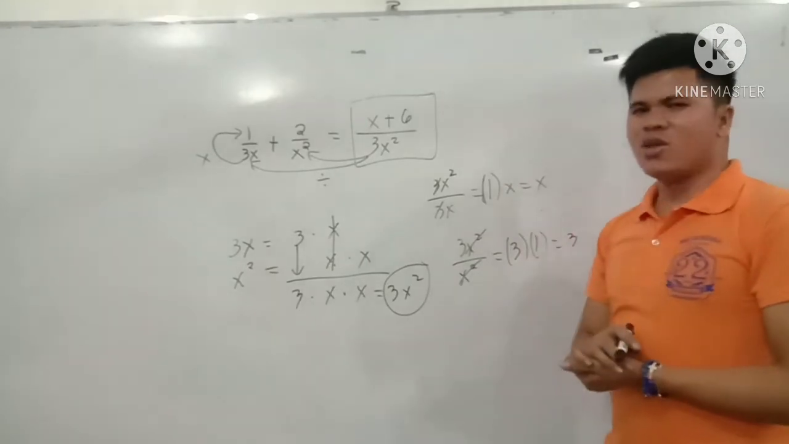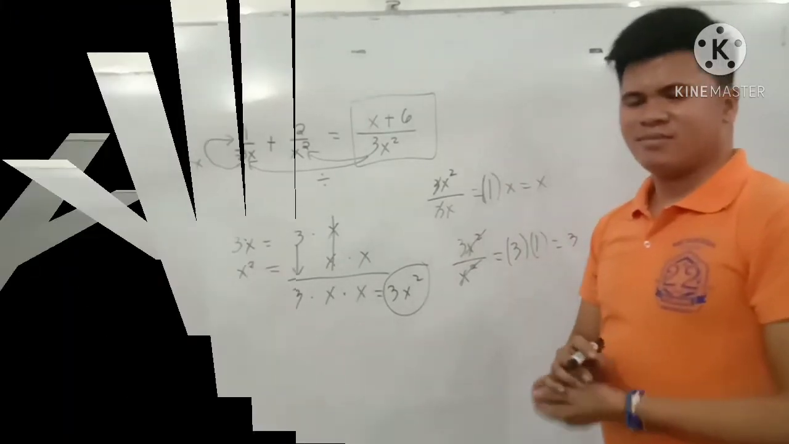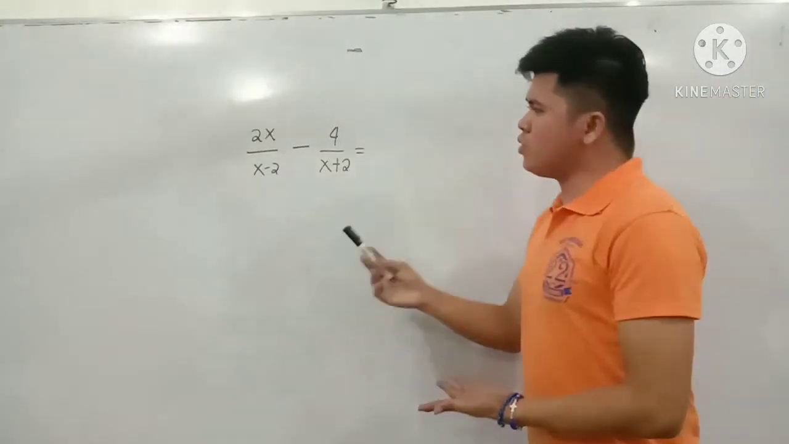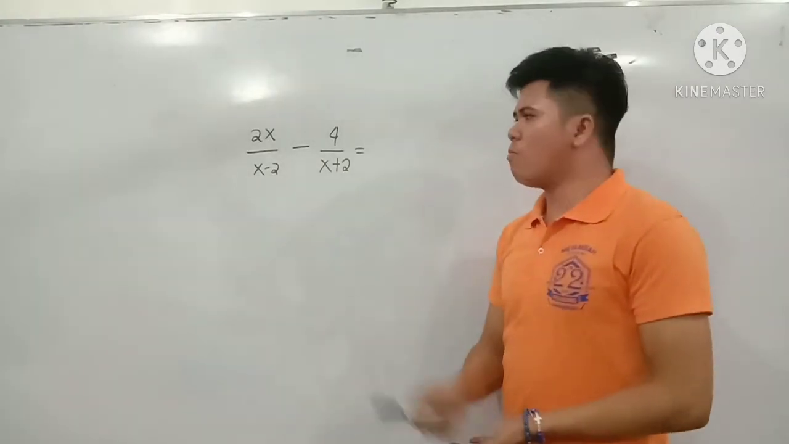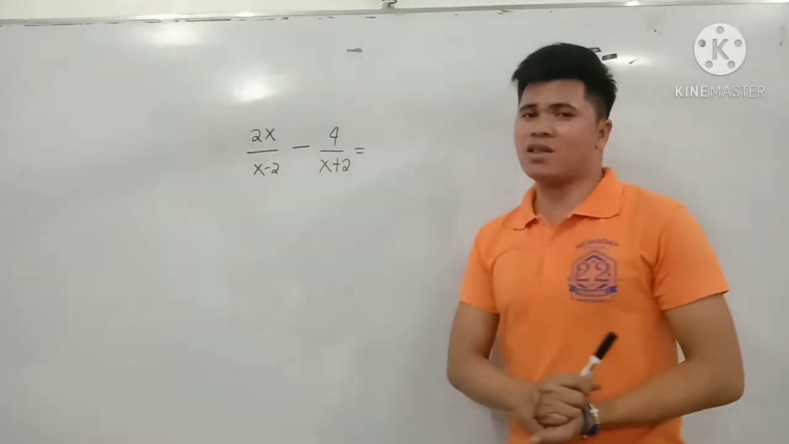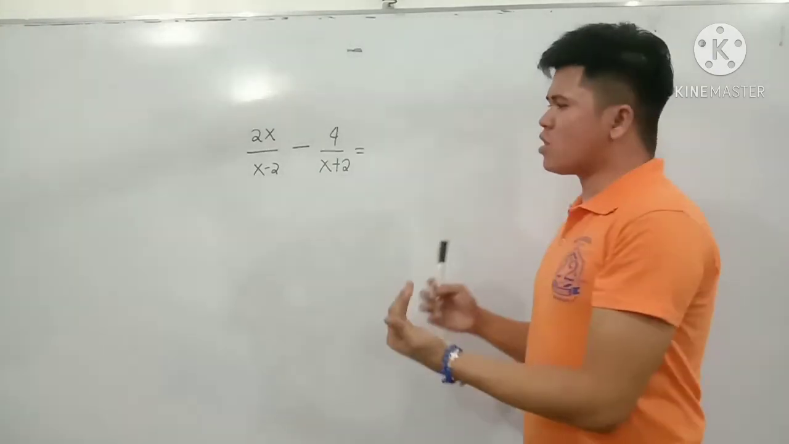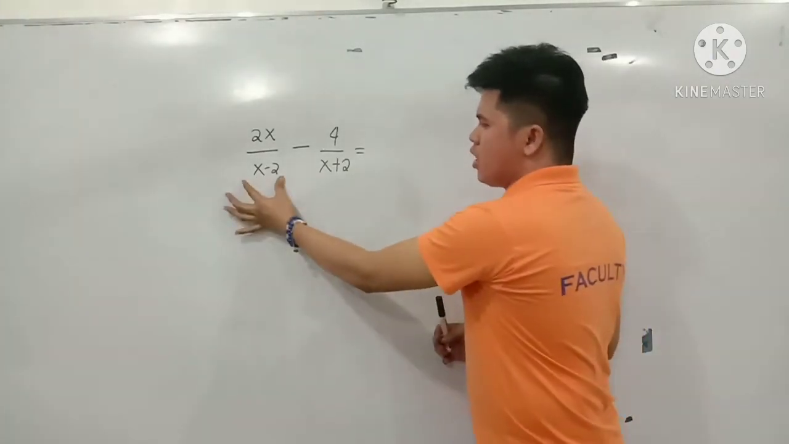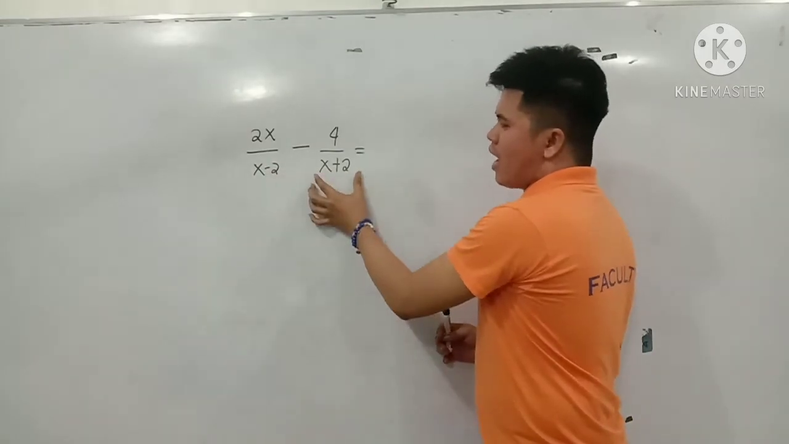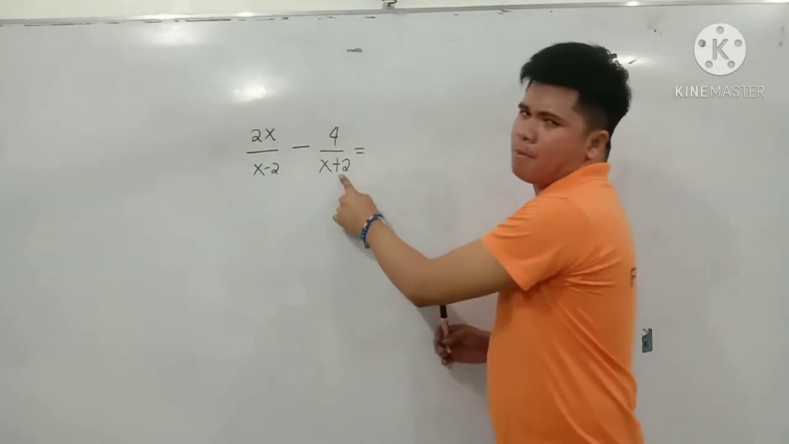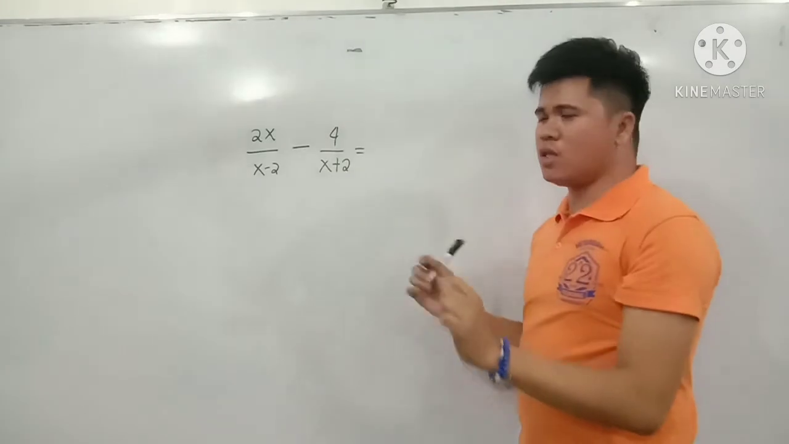Let's try another example. Let's say 2x over x minus 2 minus 4 over x plus 2. Now our denominators are not the same. It is because the first denominator is in minus and the second denominator is in plus. So they are not totally the same.